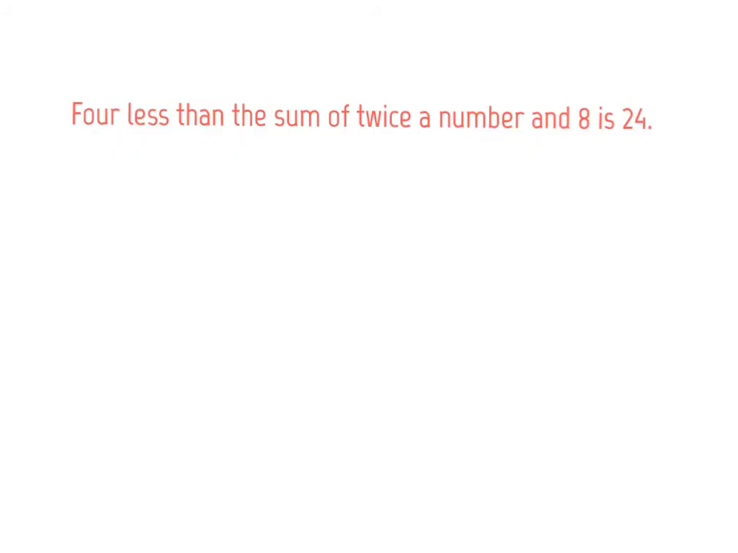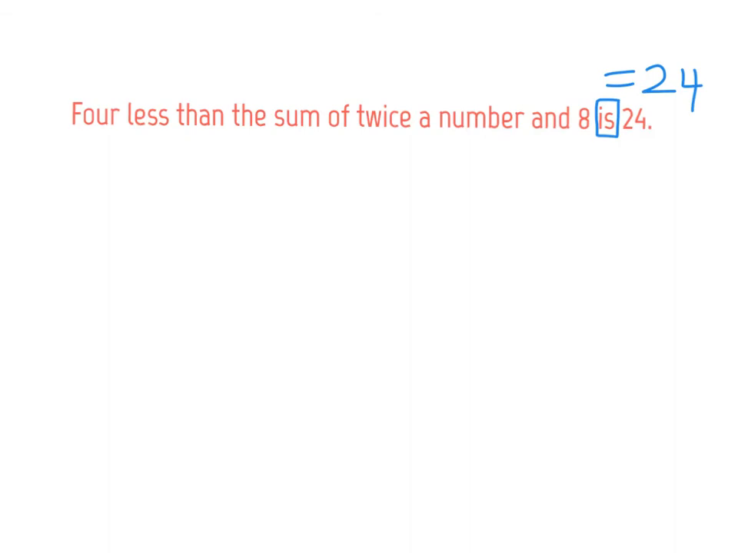Oh boy, this looks like a good one here. We've got 4 less than the sum of twice a number and 8 is 24. Wow, there's a lot of math words in this one. Let's see how we can break this one down. So I see the word is. That tells me we're going to have our equals, and we know it's going to be equal to 24. Okay, so we got that part taken care of.